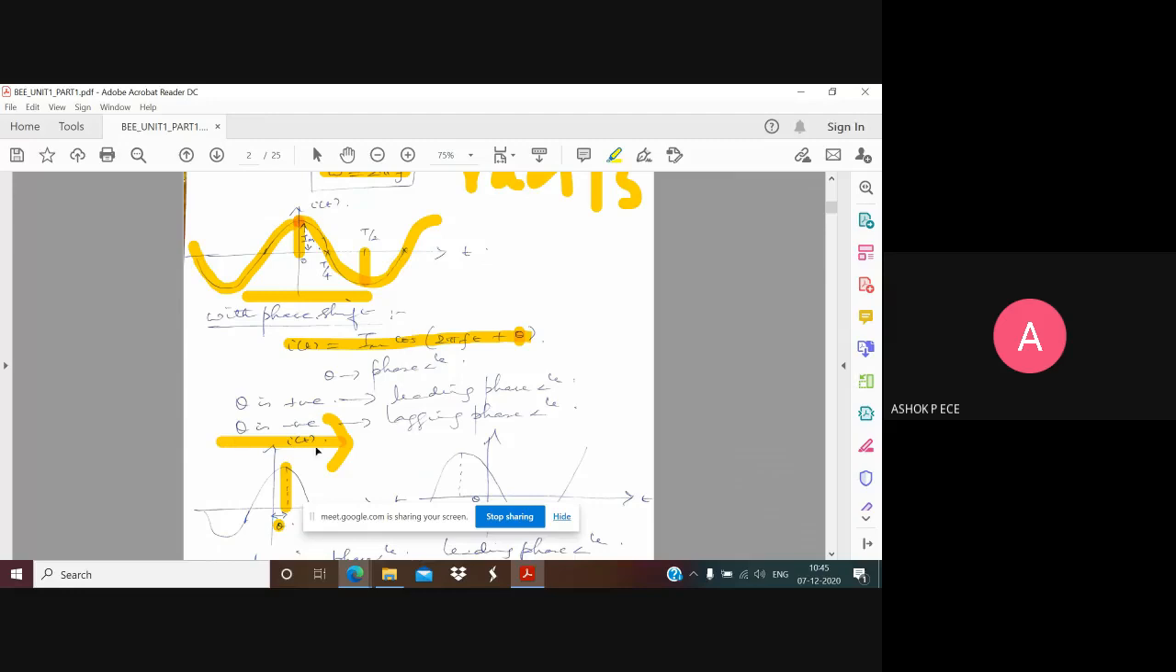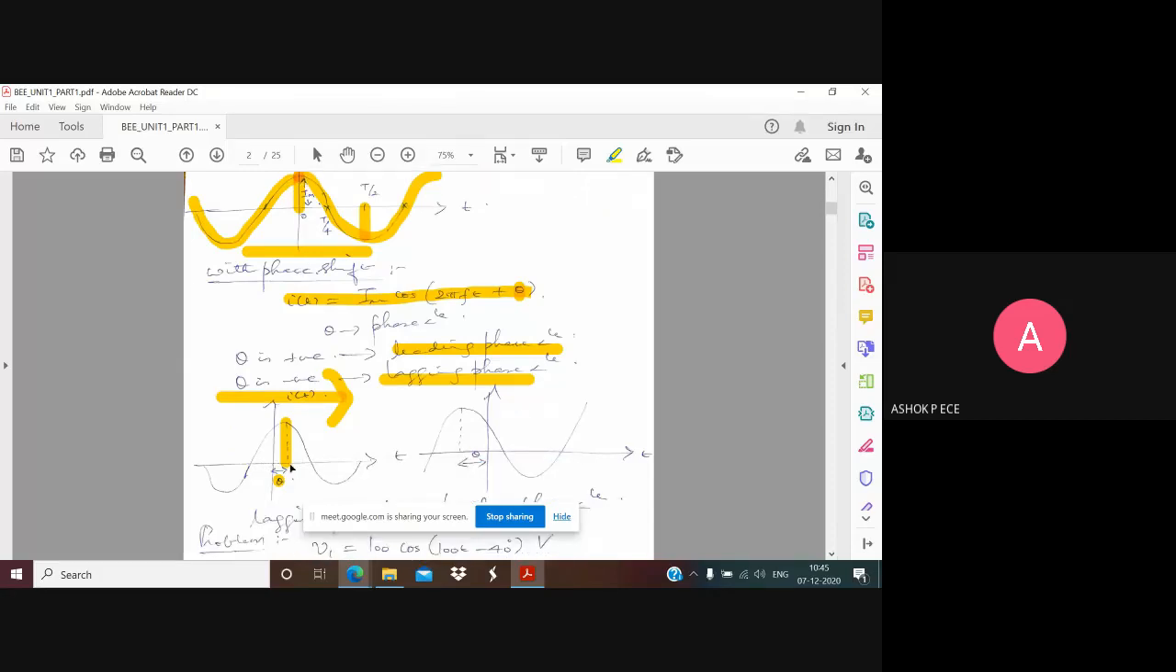So if the waveform is moving towards your right, is it leading or lagging? The cos wave should be maximum at 0, but it is maximum only at 30 degrees. It is happening after 30 degrees. So is it leading or lagging? Lagging. Think and say.